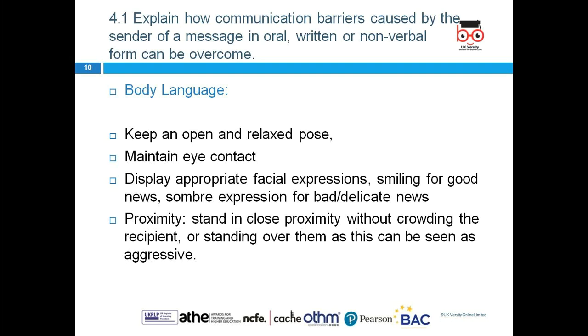So that's 4.1. Do you want to go over anything, or are you okay with these points? No, I'm okay. They're pretty straightforward. They are, aren't they?